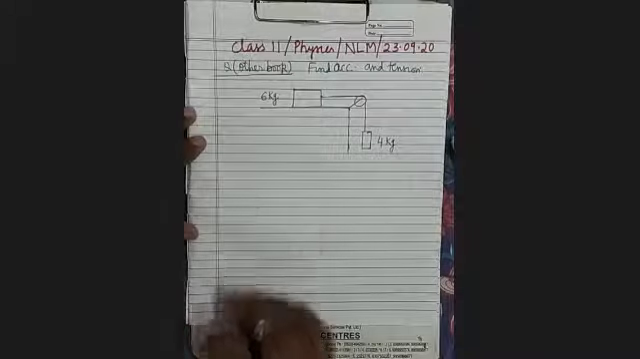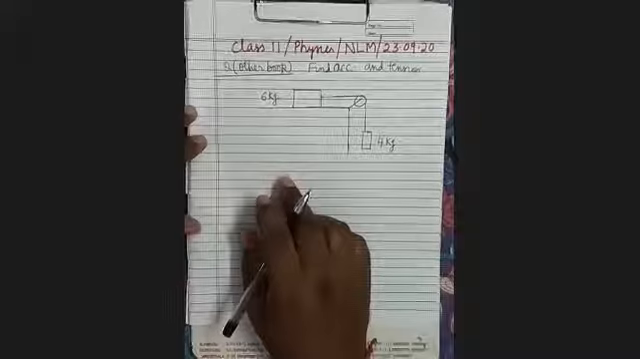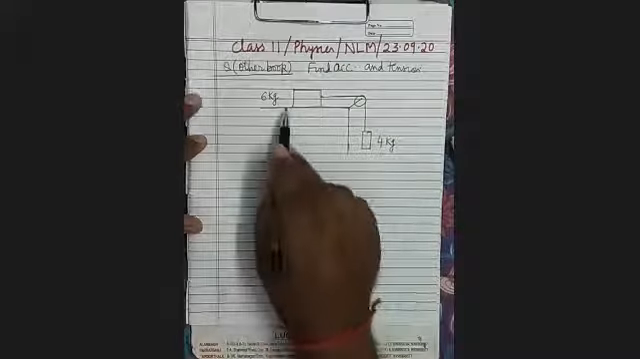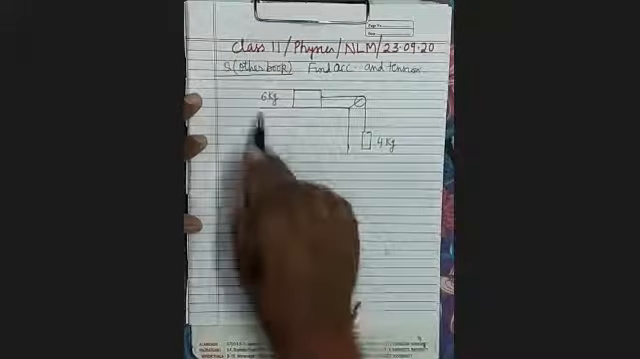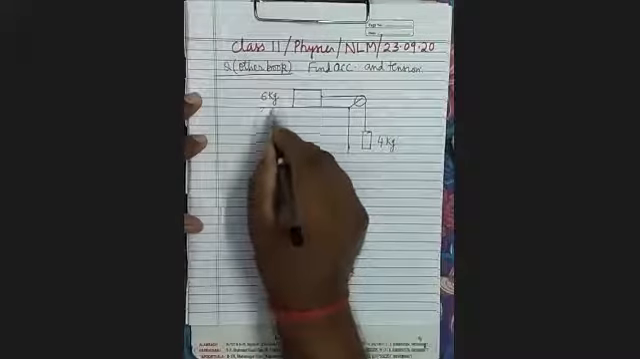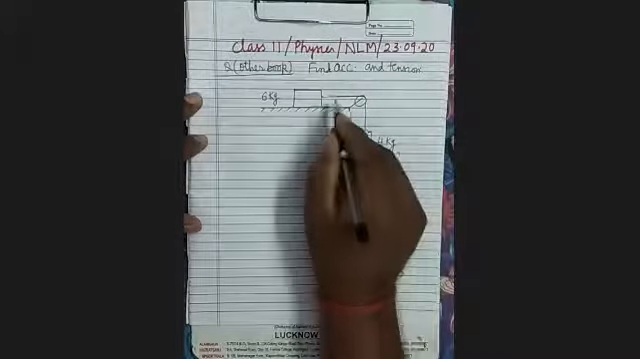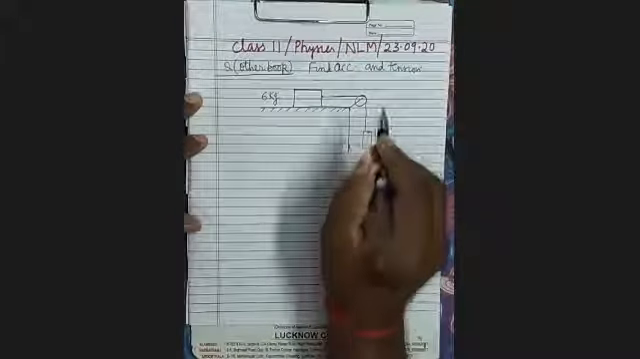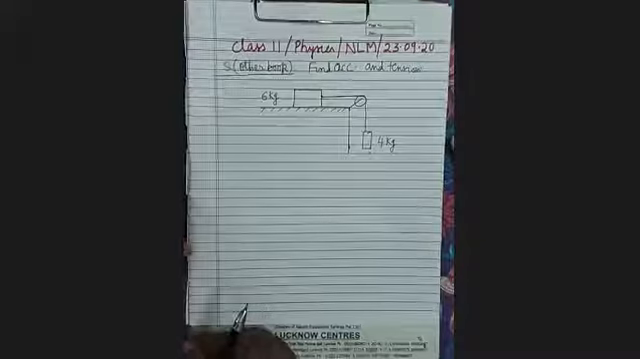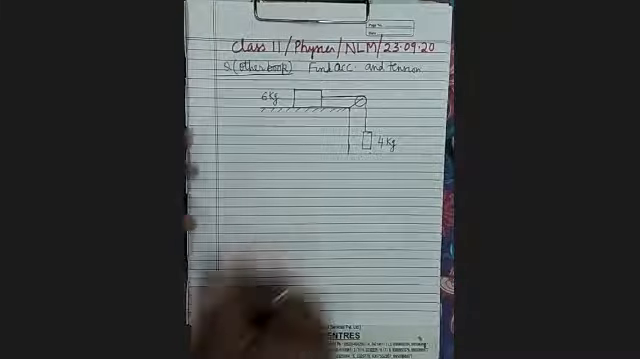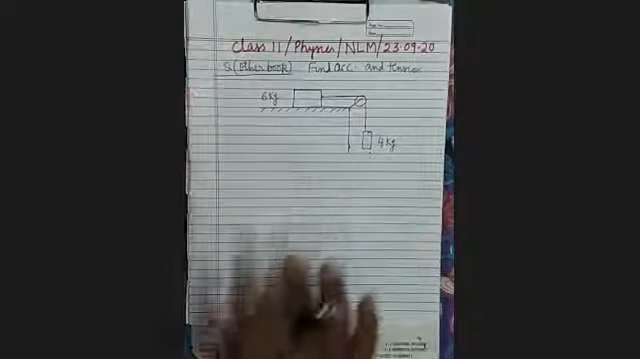Now all of you see this question. Here there are two blocks. One is resting over a frictionless table. Here there is no friction. And the other is hanging. You have to find the tension in the cord which is connecting these two blocks as well as the acceleration of the system. Now this type of question I have explained in the video, but see once again.